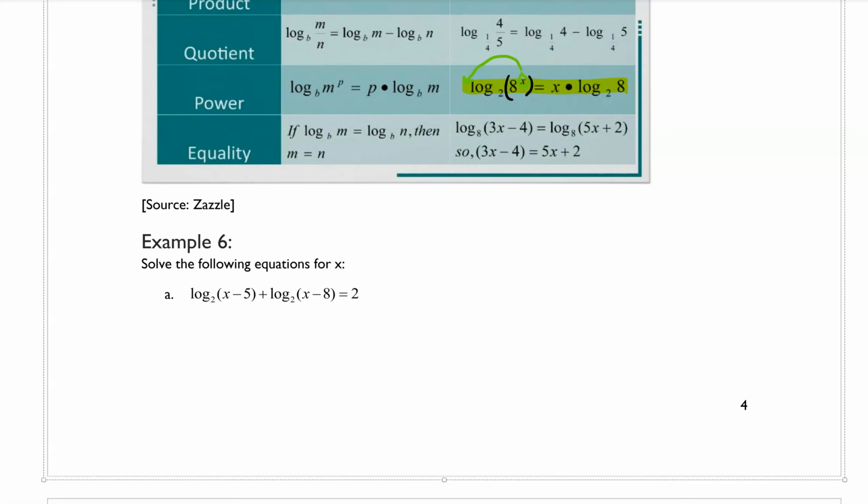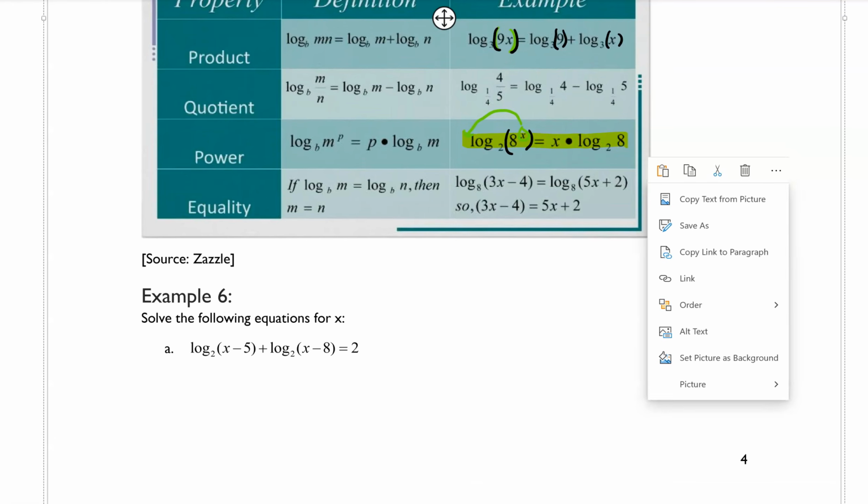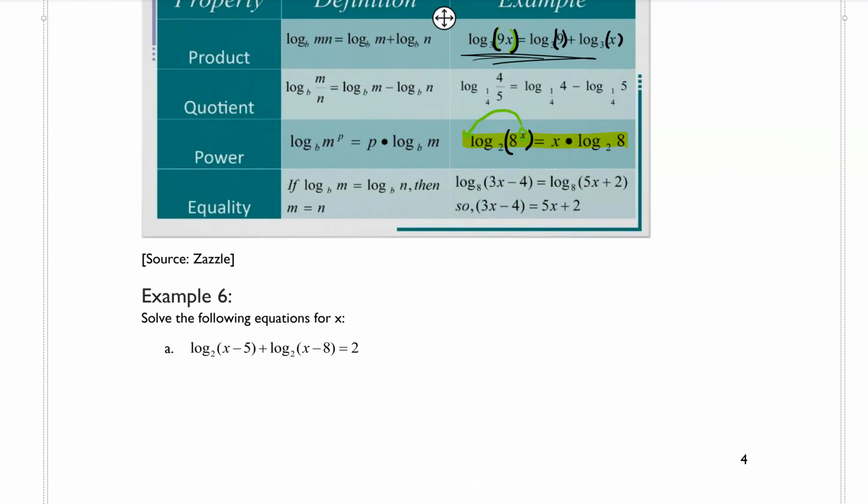Now notice that we have log base 2 of x minus 5 plus log base 2 of x minus 8 is equal to 2. And because both of the bases are the same and they're being added, we could use the product rule that we saw earlier, the one right here, and we can combine that into one log statement. So we could say log base 2 of, and then the things on the inside, we can multiply them together.